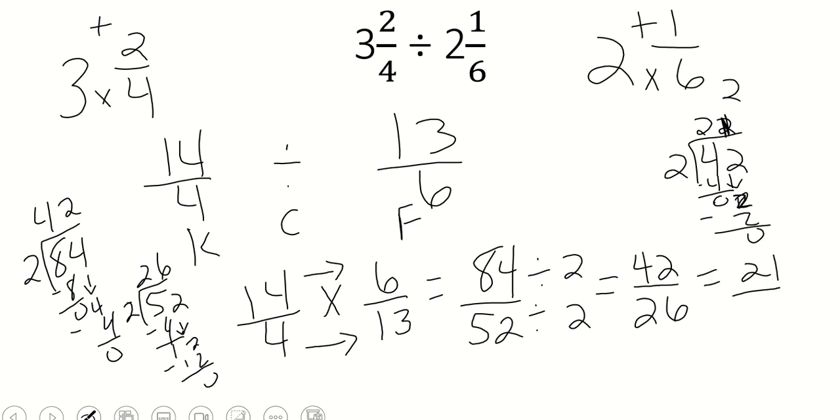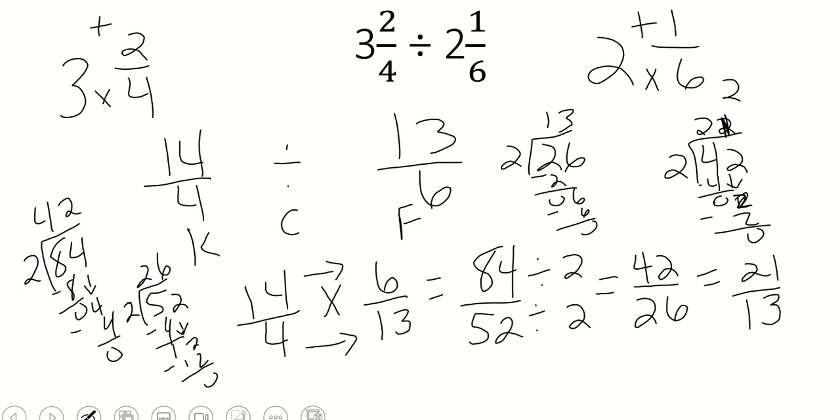And then 26 divided by 2. 2 goes into 2 1 time. 2 goes into 6 3 times. And now I have 13. Okay, so I cannot simplify. 13 is a prime number. The only factors of 13 are 1 and 13, and 13 will not go into 21.